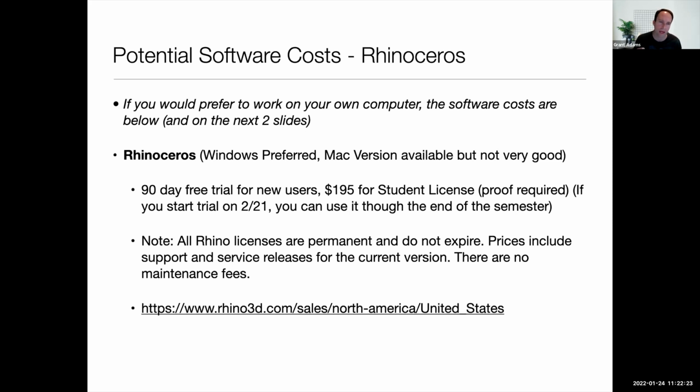So with Rhinoceros, they have both a Windows and a Mac version. I personally strongly prefer the Windows version, even though I happen to be a Mac person. So I end up using Rhino either through the remote desktop, or if it's my personal copy, I use it through Parallels and I run it that way. So I still use the Windows version, but if you're on the Mac version and you want to work with it, that's okay with me. There is, luckily, a 90-day free trial for new users of Rhino. So if you haven't used it before, you can sign up for a trial. And if you delay starting your trial for about a month and you start it on February 21st, you can get through the end of the semester on the 90-day trial.